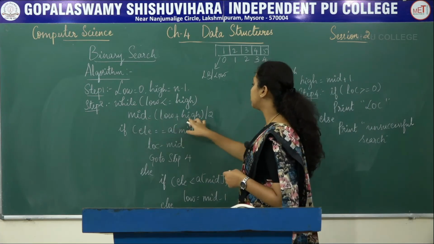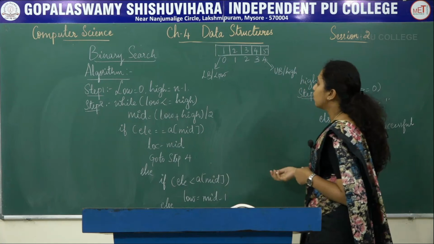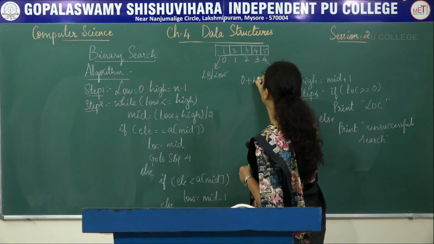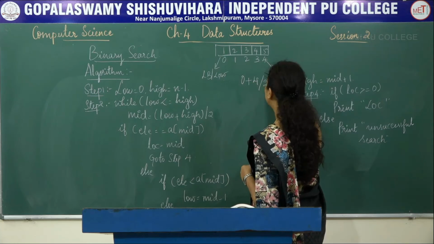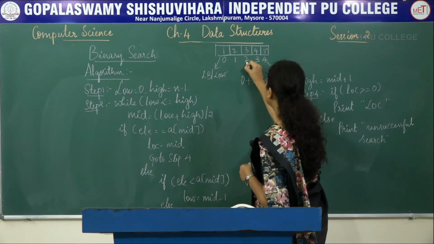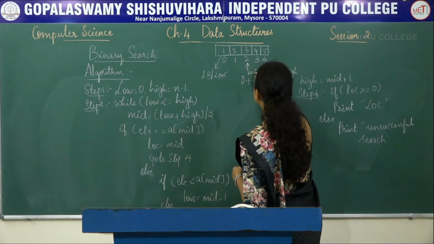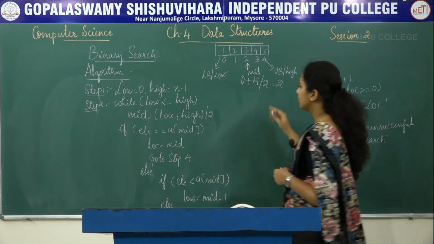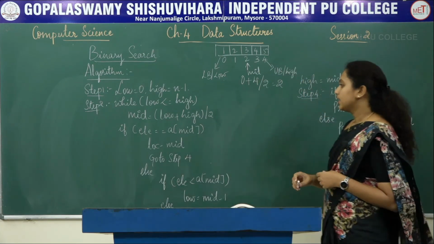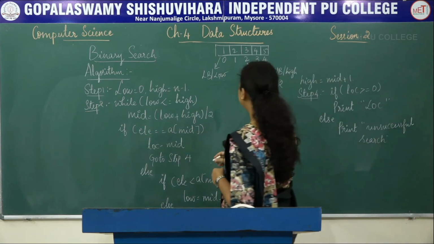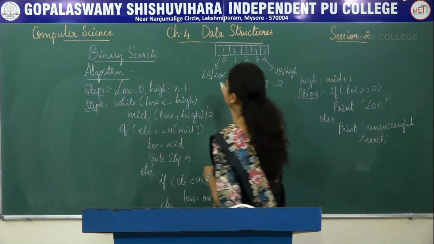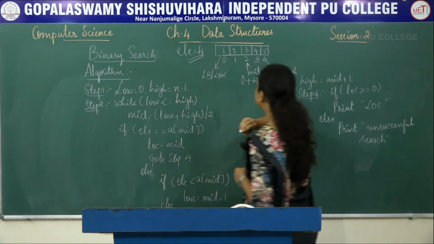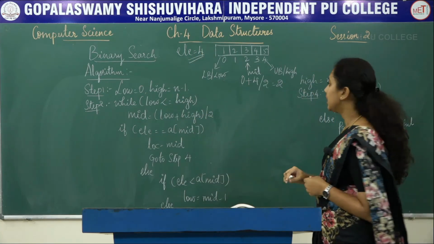That is mid is equal to low plus high by 2. What is low plus high? Low is 0 plus high is 4. 0 plus 4 by 2 is 2. So here 2 is our mid position. Then what we have to do? We have to compare the search element. Here I have to find the element 4. I want to find the location of an element 4 in an array.